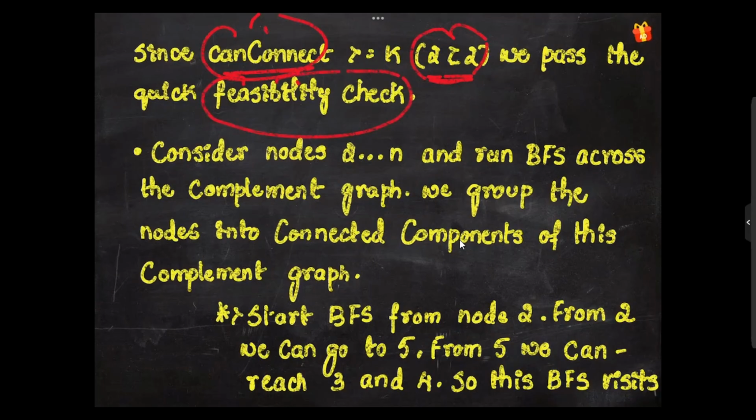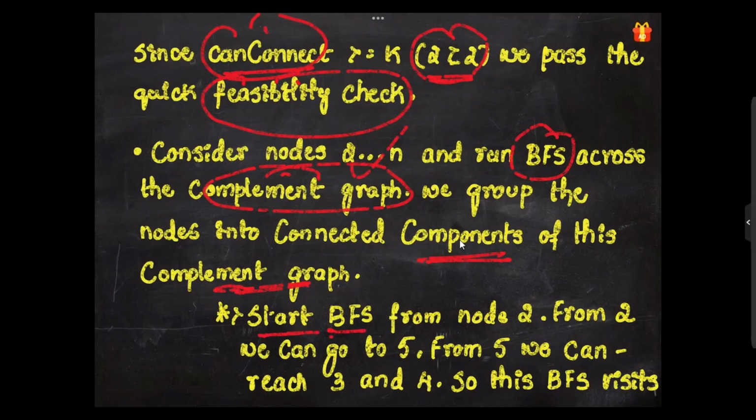This is fine. Next we will be considering the nodes from 2 to n, and we will run BFS across the complement graph. So we group the nodes into connected components of this complement graph. There are 2 steps here. Again, we'll be considering the nodes from 2 to n, and we will run the BFS across the complement graph, so we group the nodes into connected components of this complement graph.